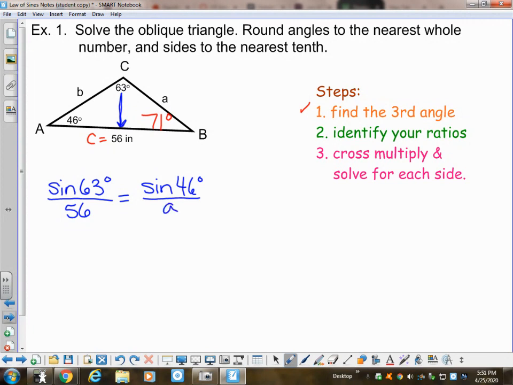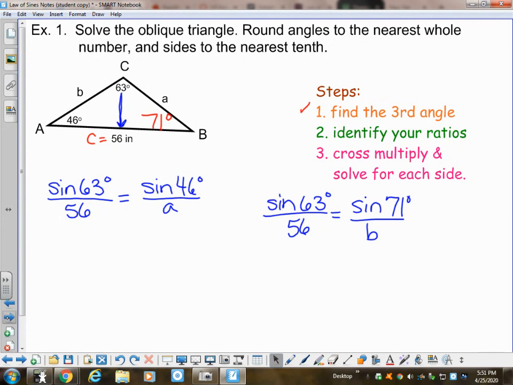I'm going to go ahead and set up my other one while I'm here. So I'm going to use the same set that they gave me, the C's, and then I'm going to set this one up for the B's. So sine of angle B, which is 71 degrees, over little b.